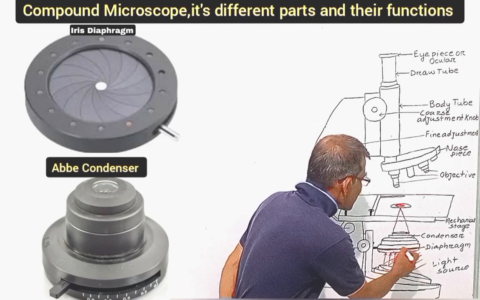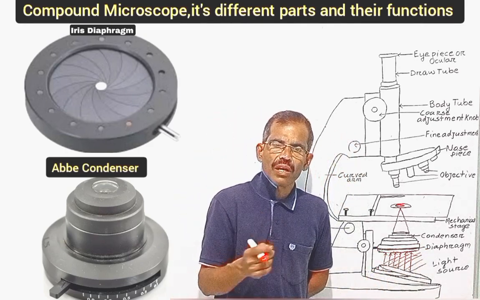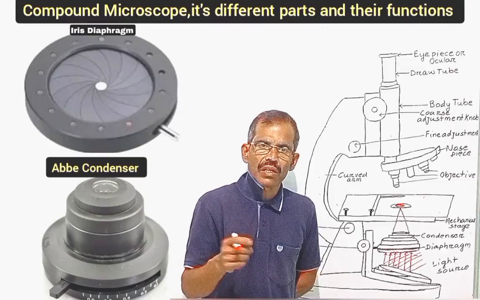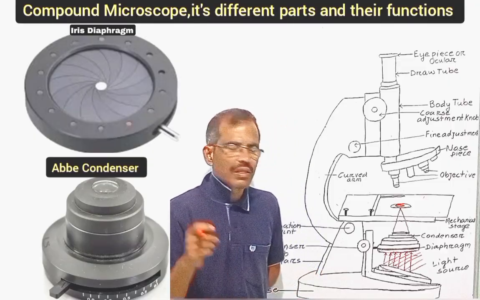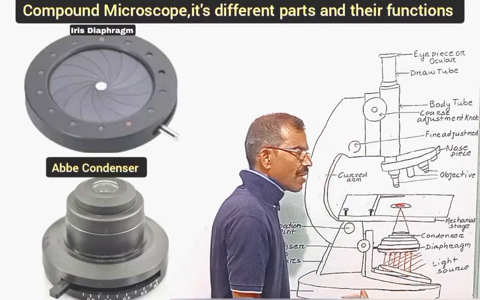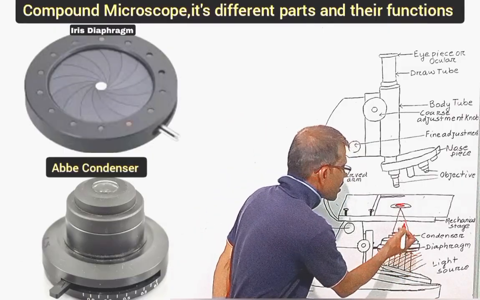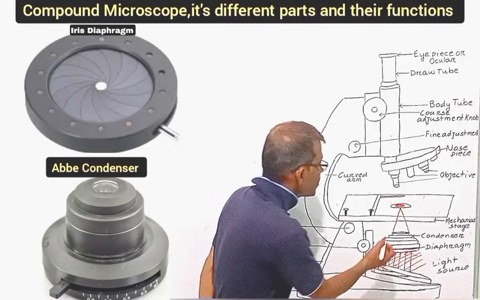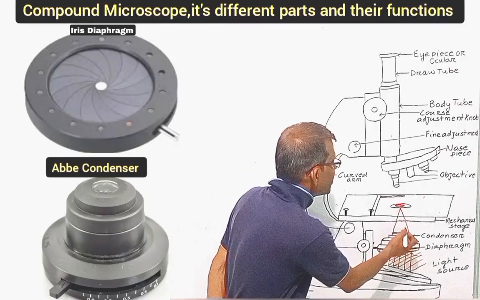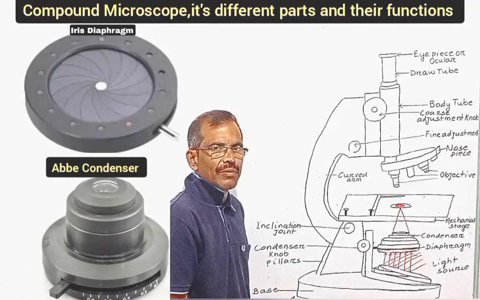The diaphragm is a metal structure consisting of several small overlapping metal leaves that can be adjusted to form a perfectly circular aperture through which light will pass into the condenser, which then forms a cone of light in order to illuminate the specimen.